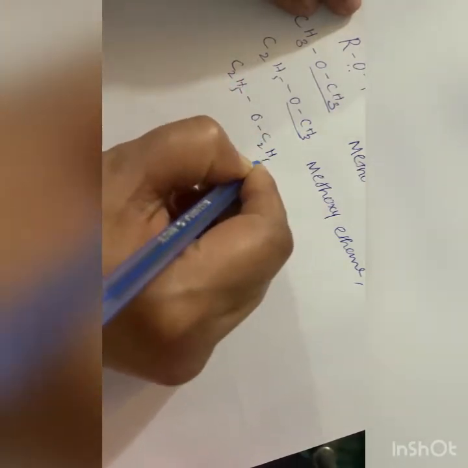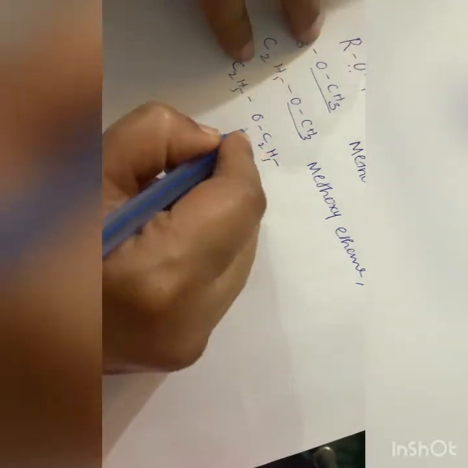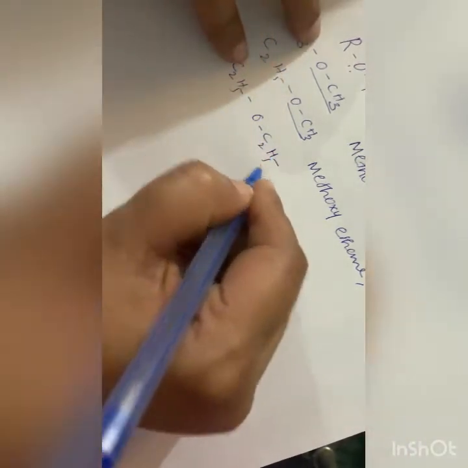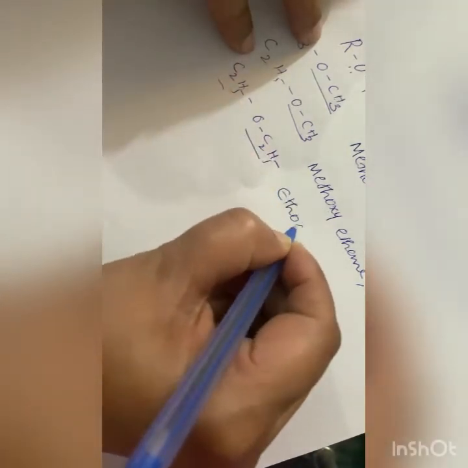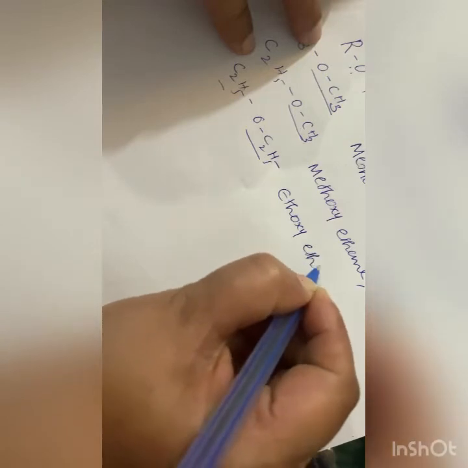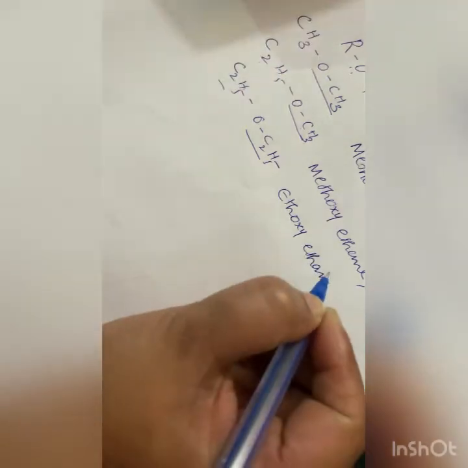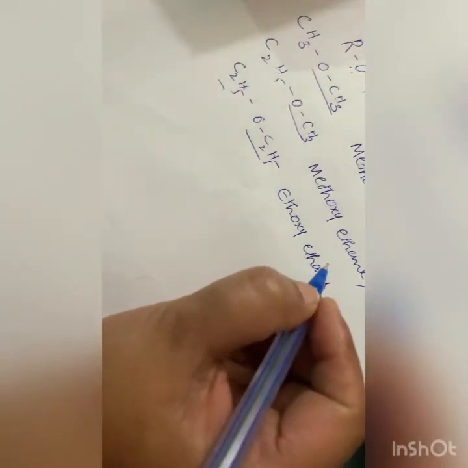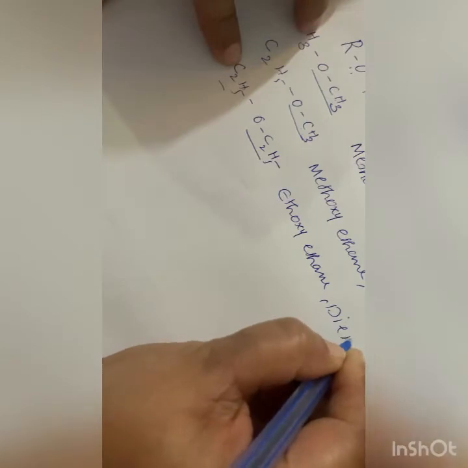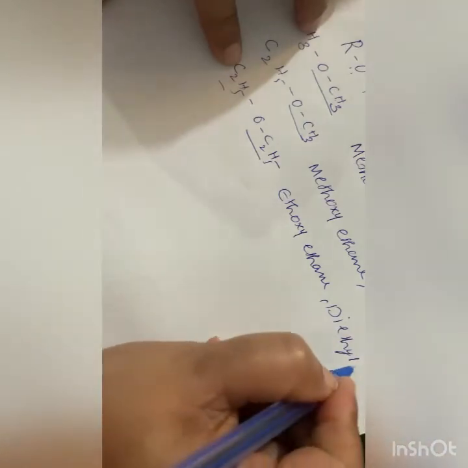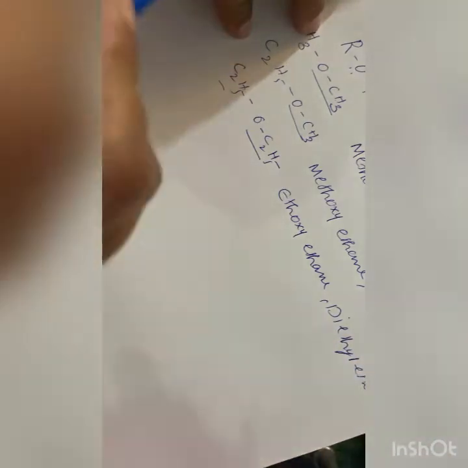Next one you see, C2H5OC2H5. Both are ethyl groups. Both are similar groups, no? Symmetrical ether. So what is the name of this? Ethoxyethane is the IUPAC name. What is the common name of this? Diethyl ether. The common name is diethyl ether, 2 ethyl groups.